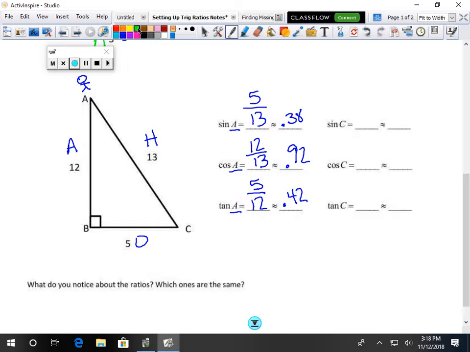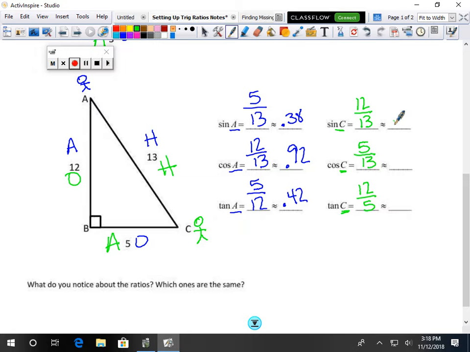Switching my angles, now I'm looking at angle C here. At angle C, I'm going to draw my stick man to show that's where I'm starting from now. Opposite is now 12, adjacent is 5, and the hypotenuse didn't change. So sine of angle C, opposite over hypotenuse, would be 12 over 13. Cosine is adjacent over hypotenuse, so that would be 5 over 13. And then tangent is opposite over adjacent, so that would be 12 over 5.